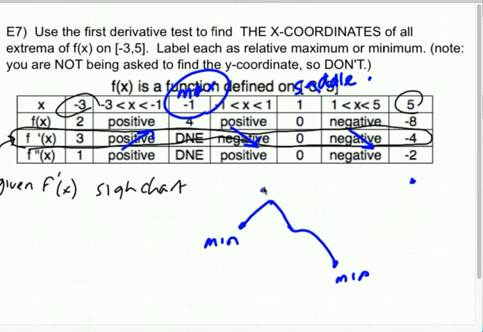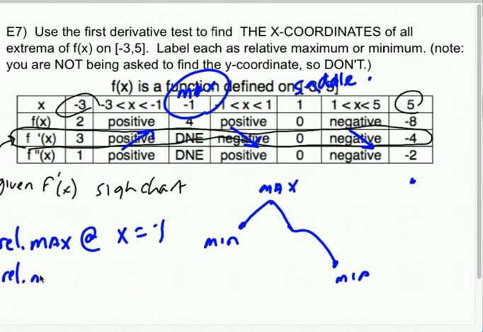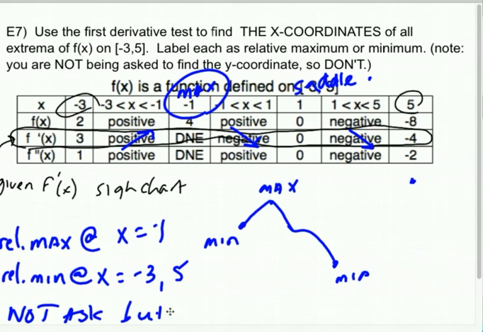I mean, you certainly can see that there is only the one max, but basically I have a relative max, which will also turn out to be the absolute max, but that's not really relevant because we weren't asked that, at x equals -1, and I have relative min values at both endpoints, at x is -3 and x is 5. You were not asked, but in case you're curious, at x equals 1, we have what's called a saddle. It is neither a max nor a min.